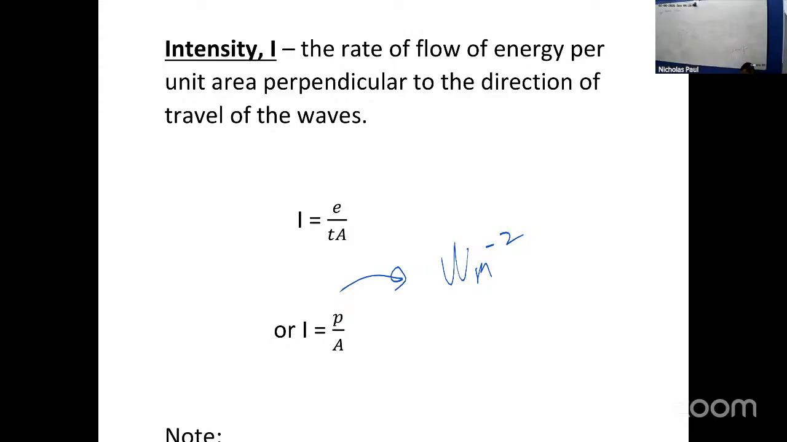So is E? So work done against it? Work done over time. It's the rate of energy per unit area. Watts per meter squared. You're going to do this again when we do intensity levels and threshold.